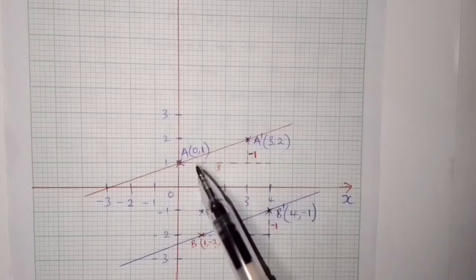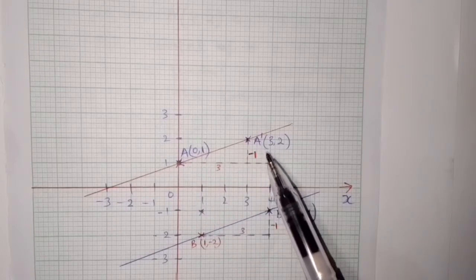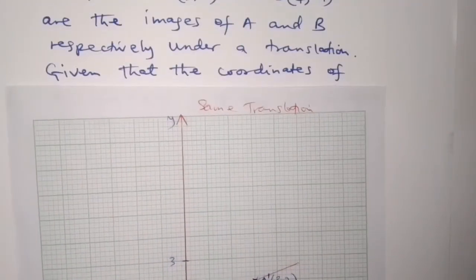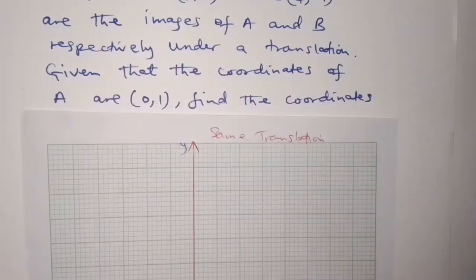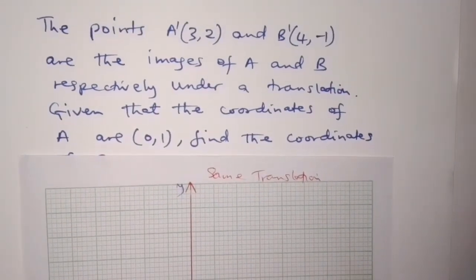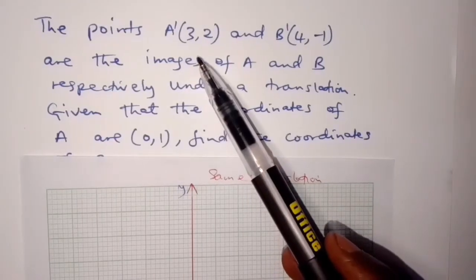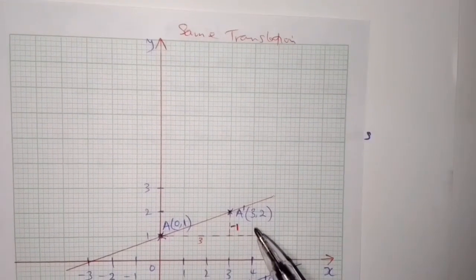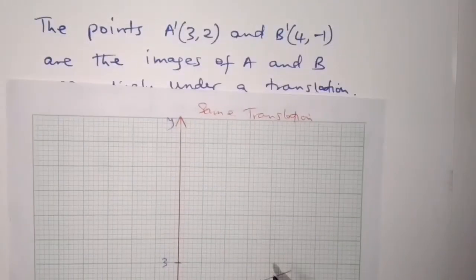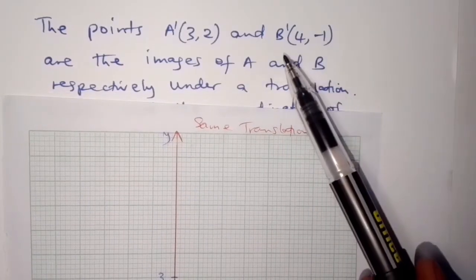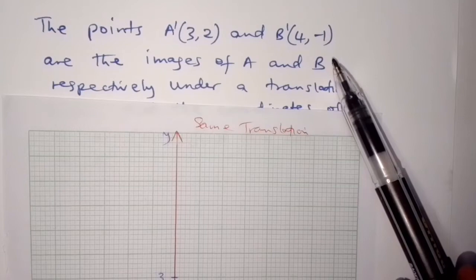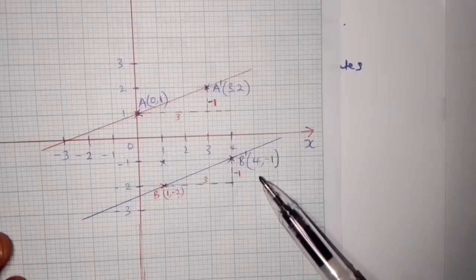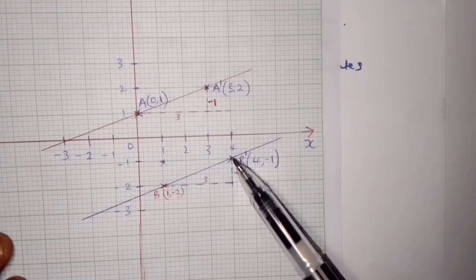We have been given our point A prime, which is (3, 2), and our point B prime is (4, negative 1).